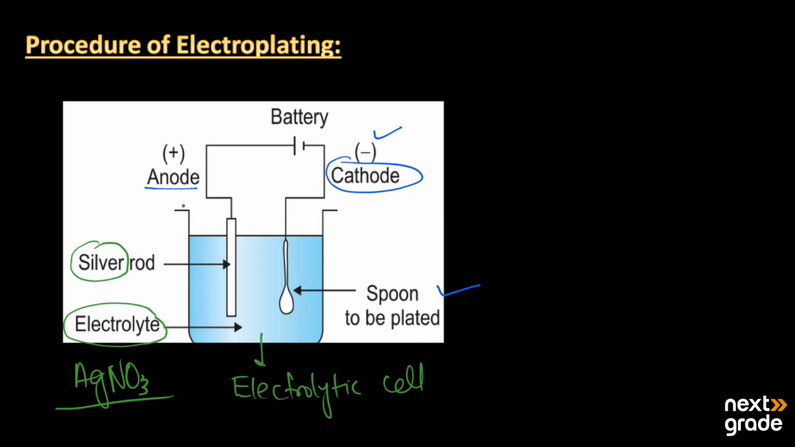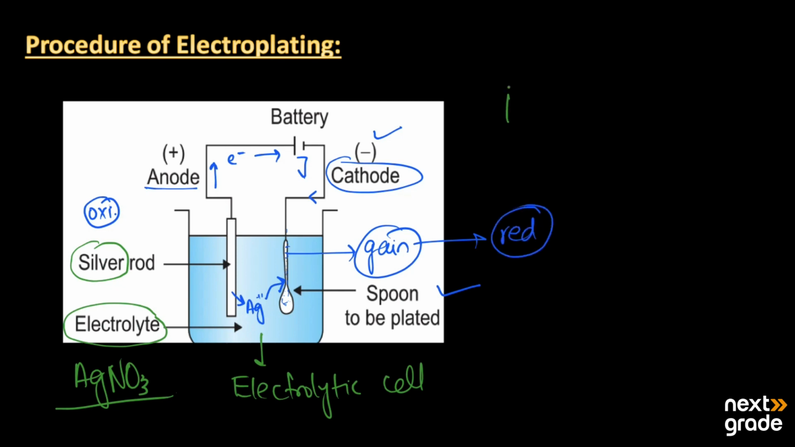What happens? The process is simple. The silver from the silver rod comes into the solution in the form of silver positive ions, and the electrons move from anode towards the cathode. So the process of oxidation takes place at the anode. On the other hand, as these electrons move from anode to cathode, when they reach there, the silver from the solution goes towards the cathode, gains the electrons, and starts to get deposited over the surface of the spoon. So here the process of gain of electrons takes place. That's why this is known as the reduction process. Overall, the type of reaction is a redox reaction, in which both oxidation and reduction take place simultaneously, one on one side and the other on the other side.